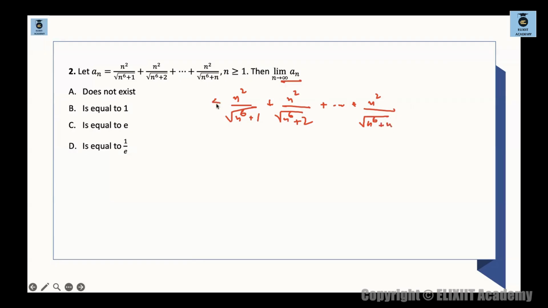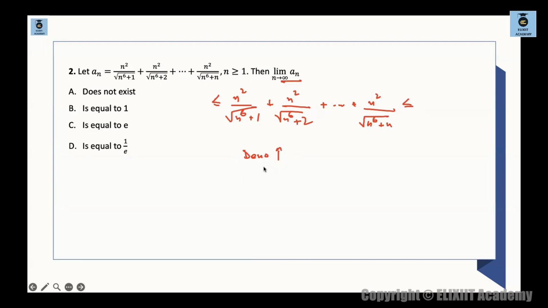Now the lower bound. What is the lower bound and the upper bound? You need to figure out this thing. Okay? Lower bound and upper bound. So look at this thing. As the denominator increases, okay, if the denominator is very large, then the function value will fall.